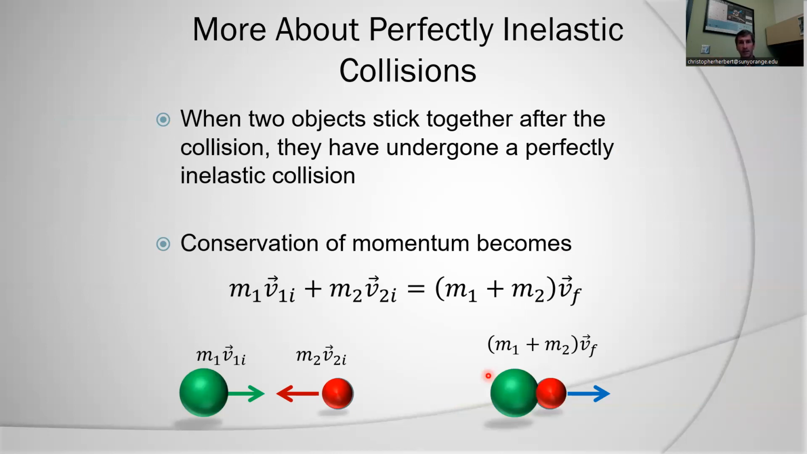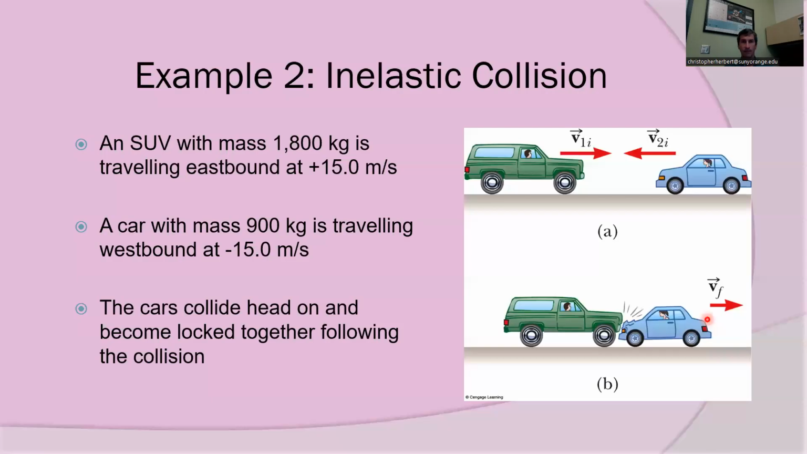So for perfectly inelastic collisions, the math becomes slightly simpler. Instead of just having the momentum of one plus the momentum of two before the collision equals the momentum of one plus the momentum of two after the collision, we can actually simplify it and say that the final momentum is m1 plus m2 times the final velocity because they both move together. There is no velocity for one and velocity for two. And essentially, that means that you only have one unknown to find if you have the initial conditions.